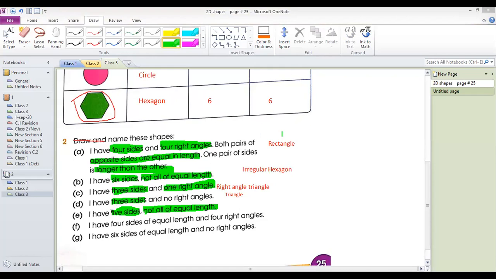Why is it an irregular pentagon? Because the sides are not equal in length. If the sides are equal in length, then we say it is a regular pentagon. So right here, irregular pentagon. It is an irregular pentagon.